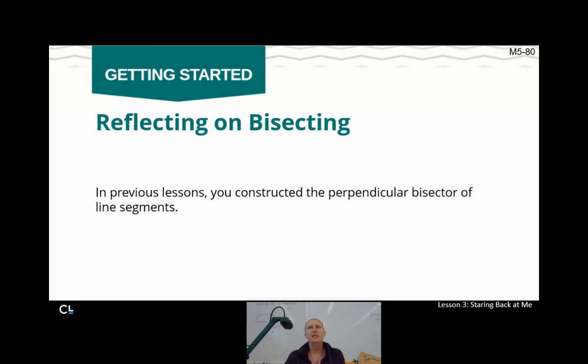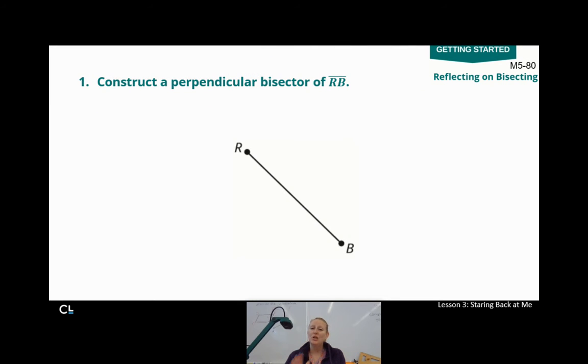So in the previous lessons in the last unit, we were constructing perpendicular bisectors, right? They're really easy to do. So if you're on page 80 of your workbook, I would like you to take your straight edge and compass and start off just by going ahead and constructing a perpendicular bisector of this line segment RB. Go ahead, hit pause to work that out, hit play when you're ready to check your work.